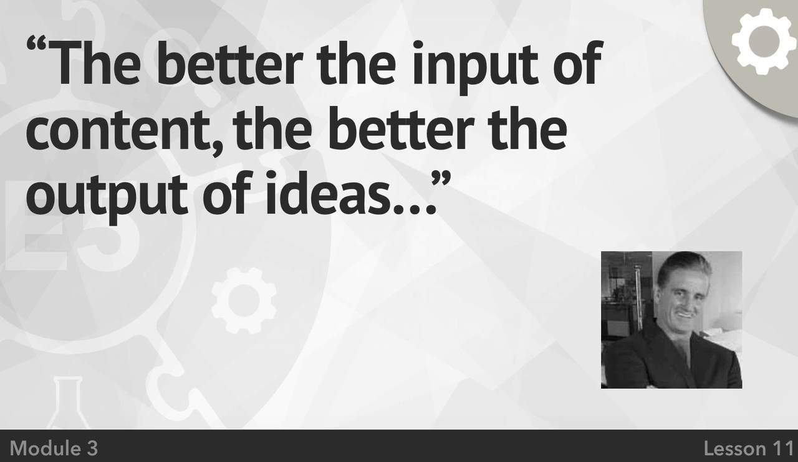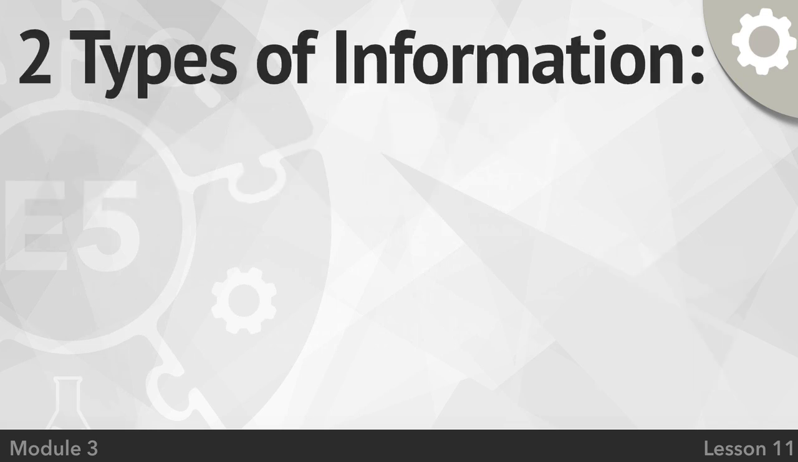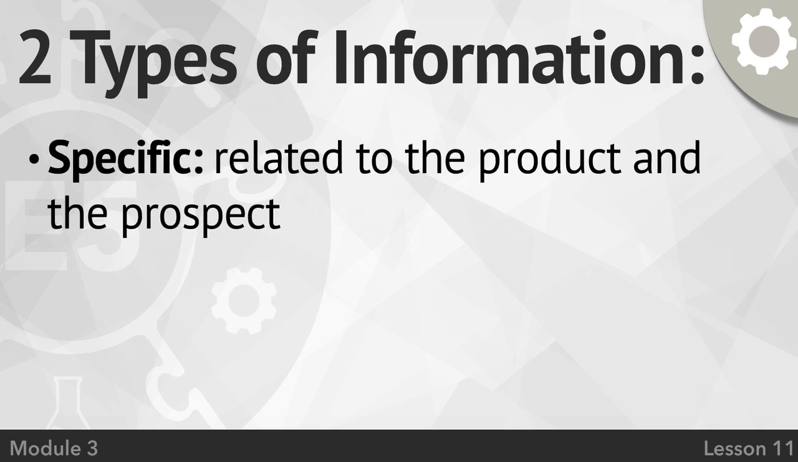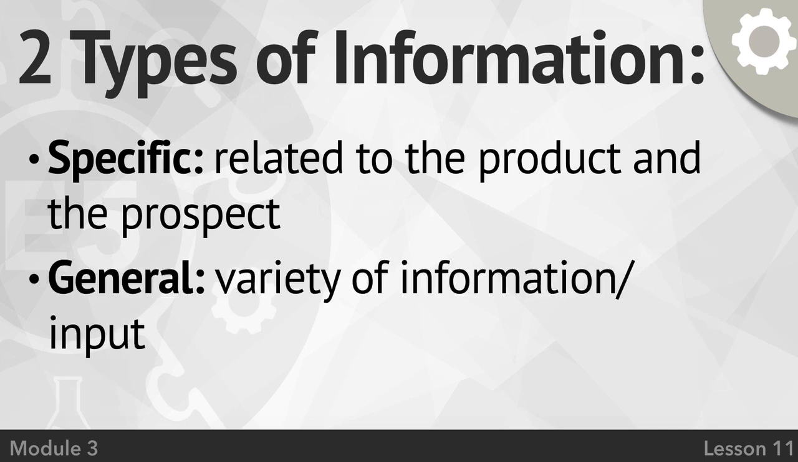So, what are some of the sources for you to tap into to develop ideas? Well, there are 2 different types of information. There's specific information that's related to your product, related to your prospect, that's market related stuff, that's product related information. And then there is general information, just a variety of different input. And it's important for you to understand that an idea results from a new combination of specific knowledge about your product and prospect with general knowledge about life and events and circumstances.